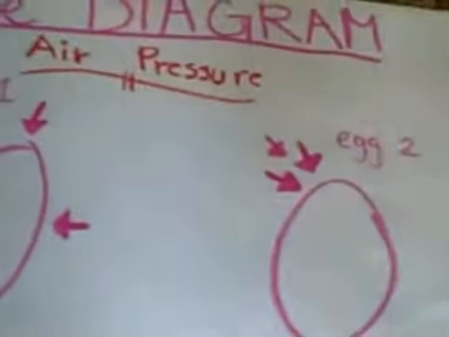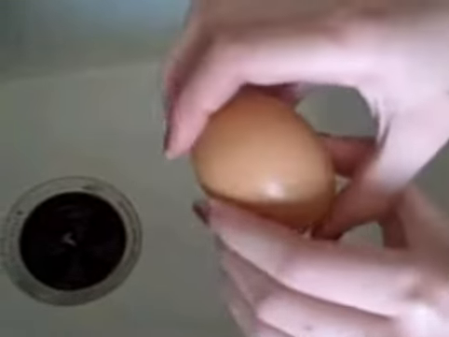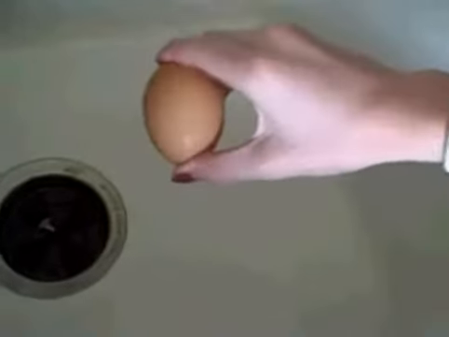When applying air pressure to only one side of the egg, we'll see what happens. So, instead of applying pressure to all sides, let's see what happens when I only apply pressure to two sides. It broke!